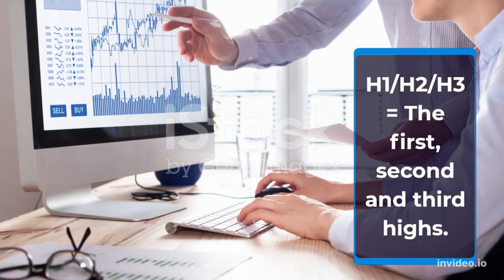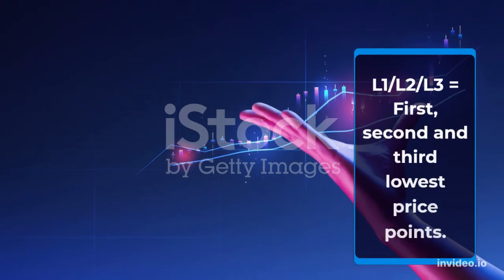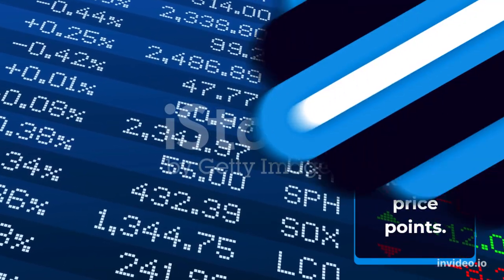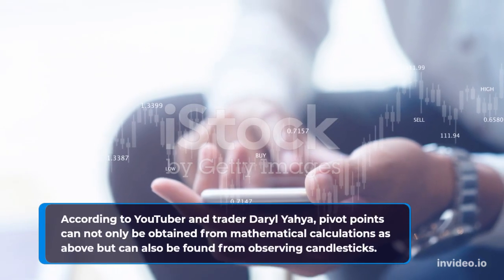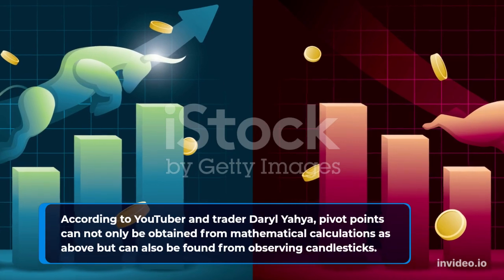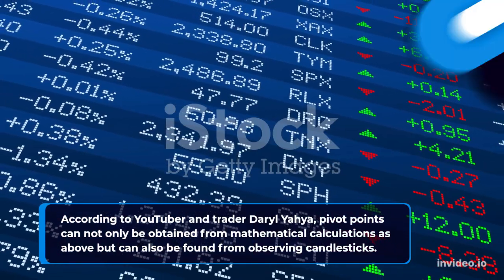H1/H2/H3 equals the first, second and third highs. L1/L2/L3 equals first, second and third lowest price points. According to YouTuber and trader Daryl Yahya, pivot points can not only be obtained from mathematical calculations as above but can also be found from observing candlesticks.